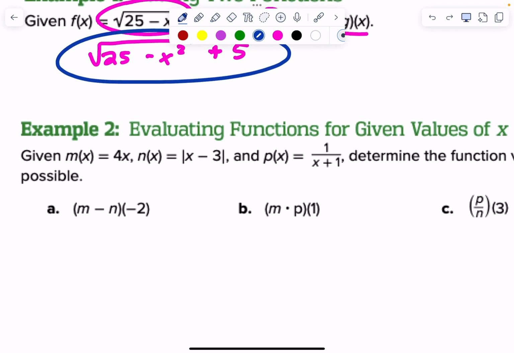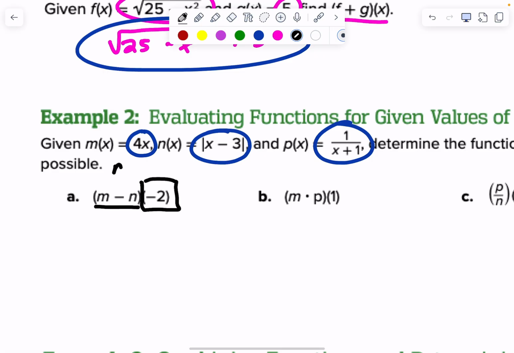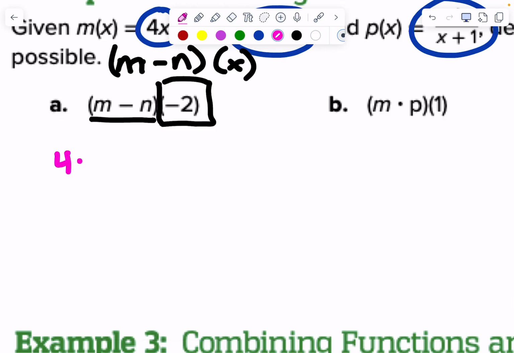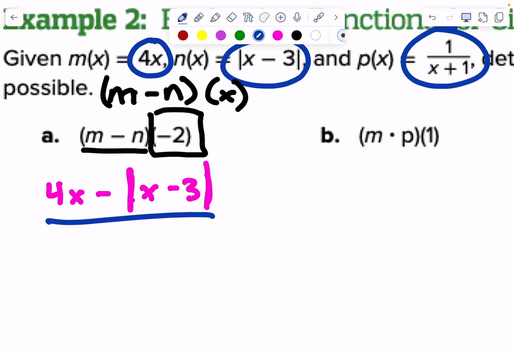All right, now we have to do a little bit more. We have three functions, m and n and p, and they want us to determine the function values if possible. They want us to find m minus n, but then plug in a -2. Instead of m minus n, they would do m minus n of x. They want us to write out what m minus n looks like and then plug a -2 in. So m is 4x minus n, which is the absolute value of x minus 3. You cannot distribute this negative through those absolute values. So this is what m minus n looks like.